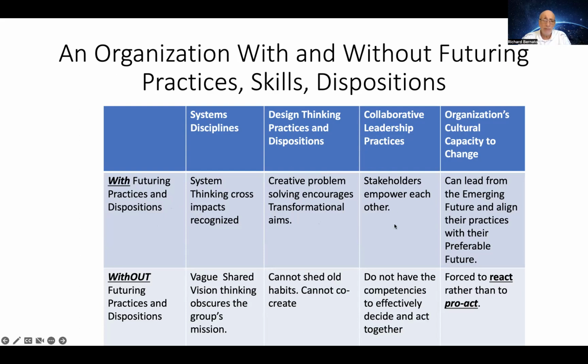If you use futuring practices and dispositions, not only will the bosses know how to collaborate and lead, but everyone will be able to pitch in and contribute to a collaborative learning model, which all the research points to as the way we all want to go. And lastly, if futuring exists from a strong sense, the organization's cultural ability to change will enable it to lead from what Otto Scharmer called the emerging future, like those reservoirs in Texas, and align its practices with their preferable one.